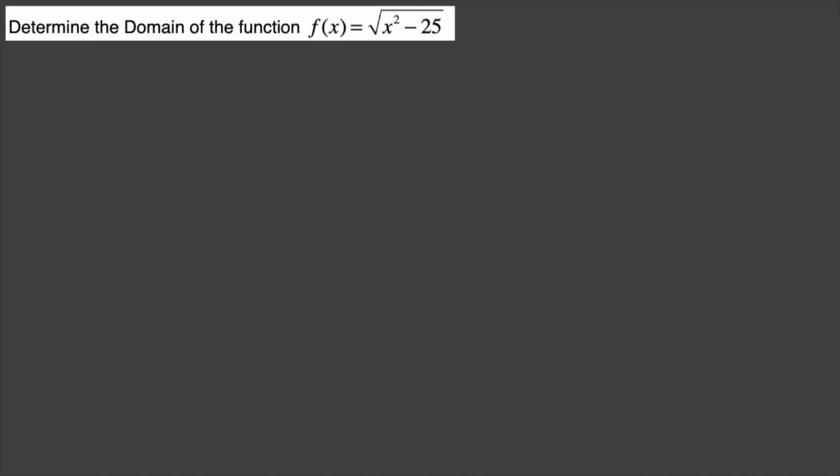This question says, determine the domain of the function f of x equals the square root of x squared minus 25. So this function has a square root in it. So how do we find the domain if there's a square root involved? Well, you're going to set the radicand, which is the part underneath the square root, in this case x squared minus 25, greater than or equal to 0, and solve for x.